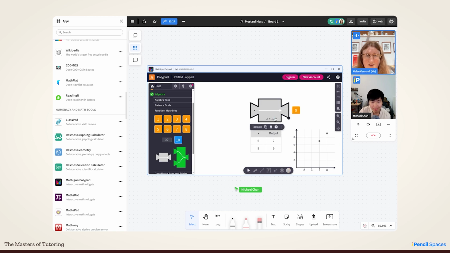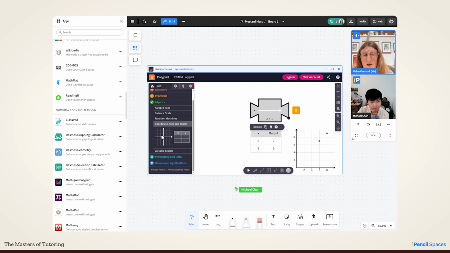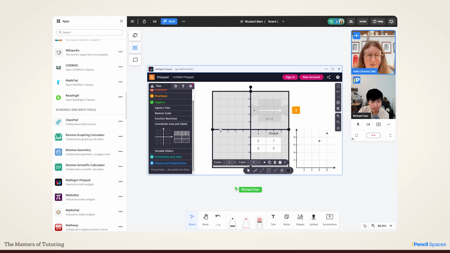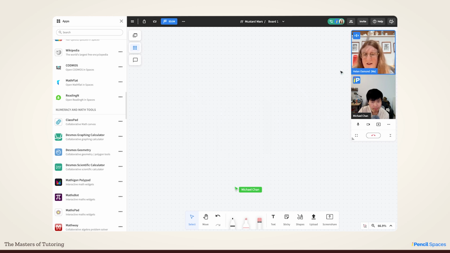I could go in and amend the formula machine if I wanted to. This one's just +1 at the moment. We can see as a table what's coming in and out, and we can see as a graph. It can be really useful for that one. If we just want to draw an axis, that can be done in Polypad and tables as well. So it's all really useful content for really making things visual.